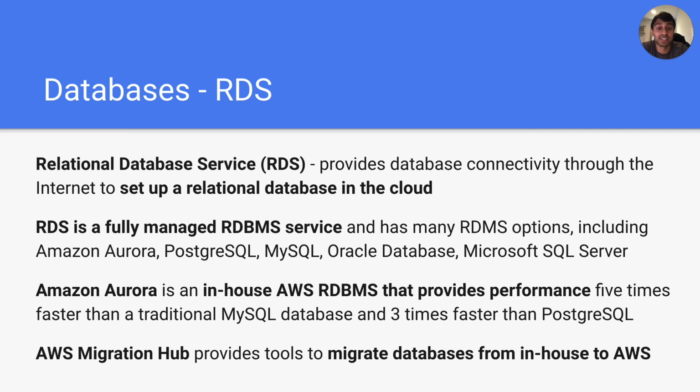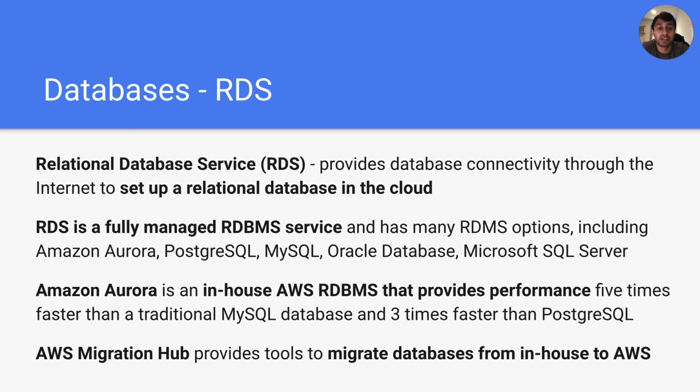Amazon Aurora is an in-house AWS RDBMS that provides performance 5 times faster than a traditional MySQL database and 3 times faster than a traditional Postgres database. So this is another thing that Amazon does. It'll support other vendors, but then it'll also build its own competitor version where it can. If you know something like Amazon Basics, it's like the Amazon Basics, but for cloud services.